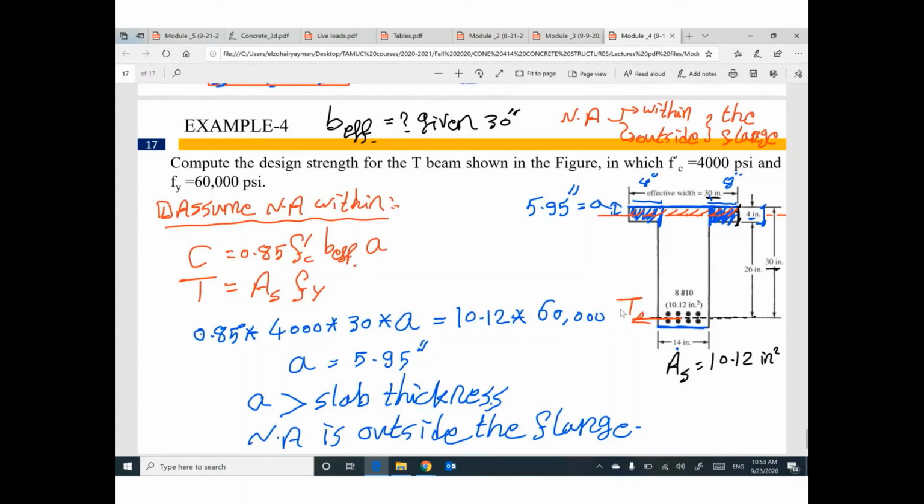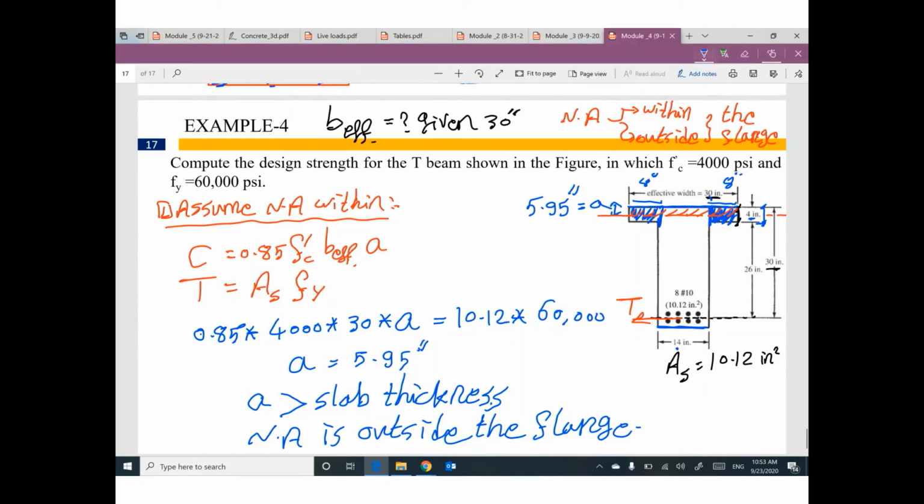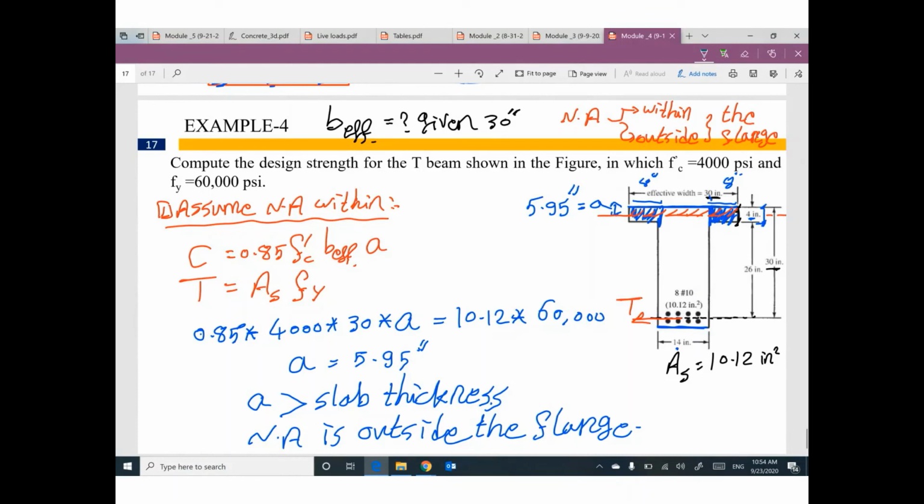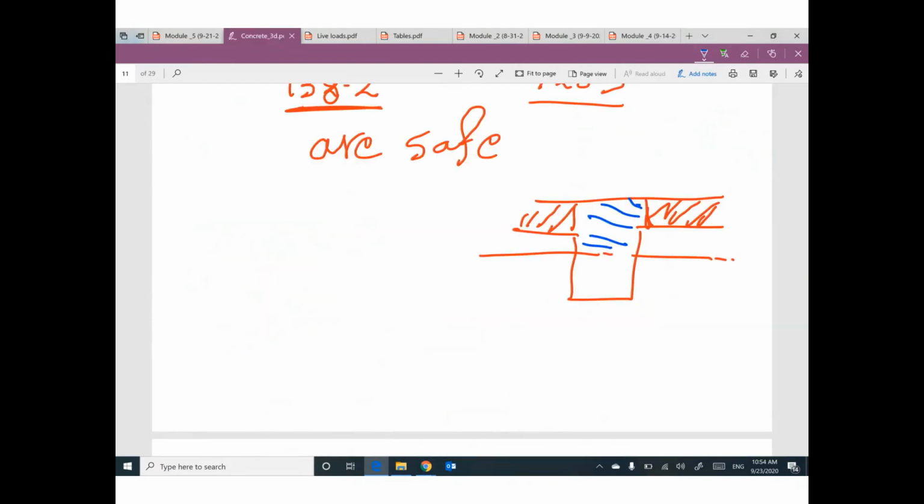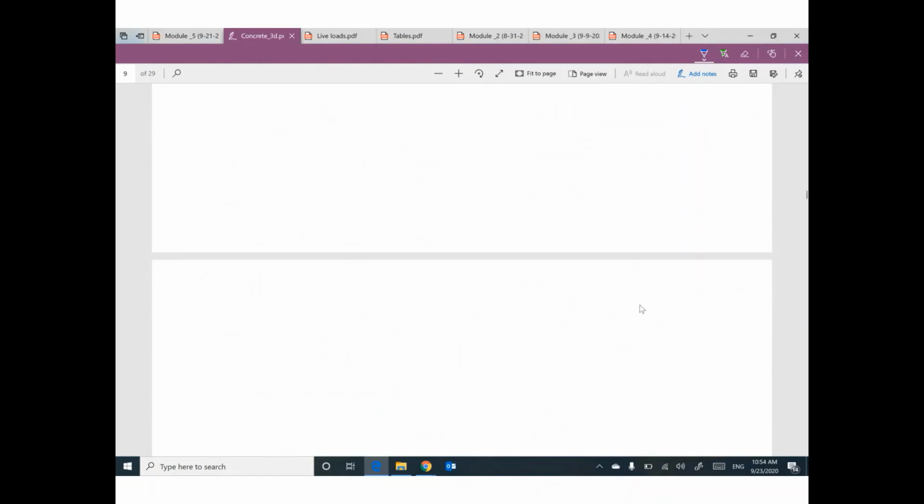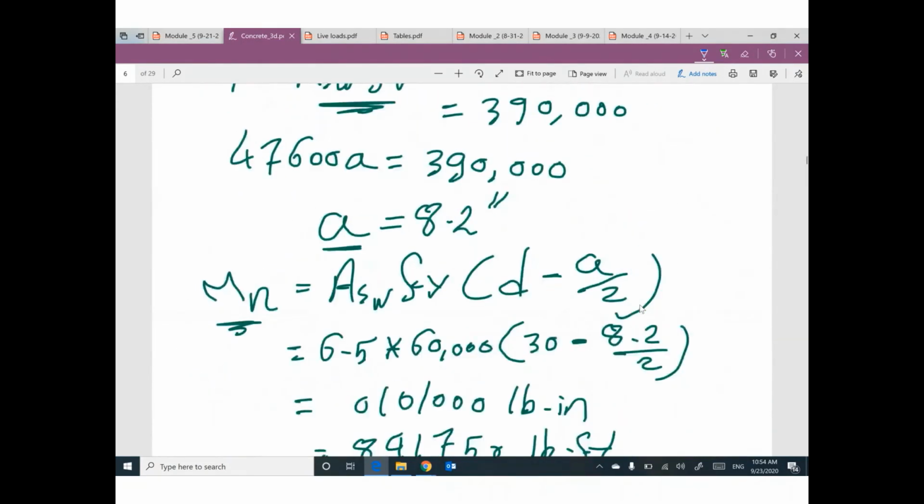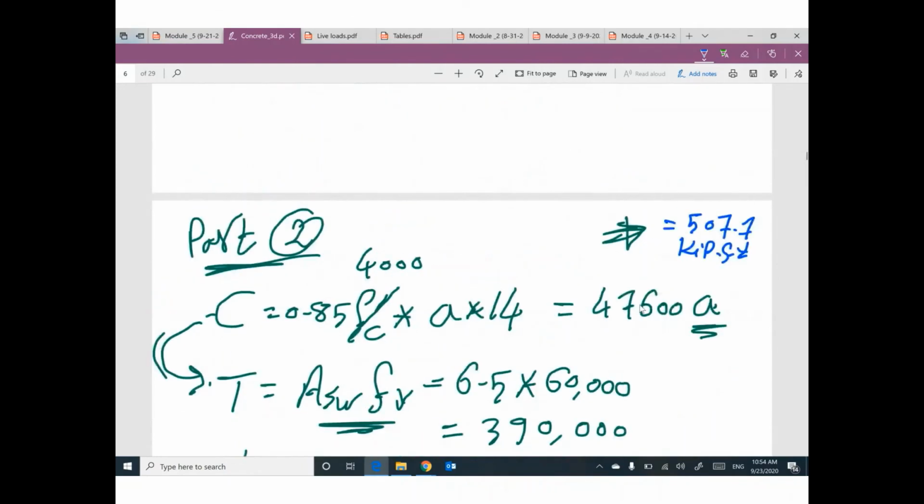On this one, we went ahead at first and assumed our neutral axis is within the flange, correct? Yes. And then we got our a to be 5.95 inches, but our thickness is 4 inches, so it doesn't make any sense. Okay, so let's say we worked it out and we assumed our neutral axis was actually smaller than the thickness of our flange, what do we do from there?